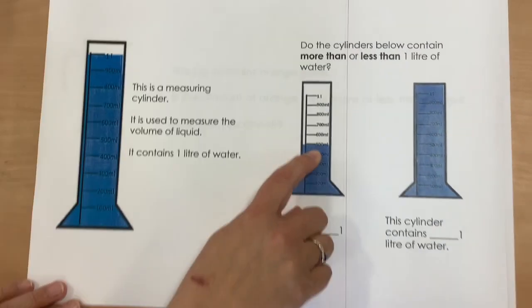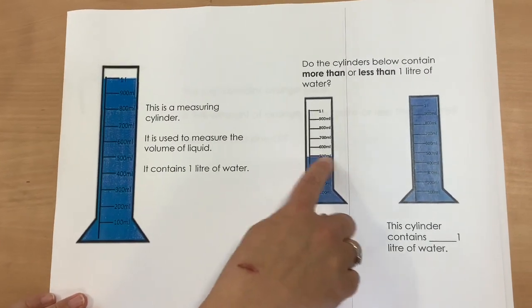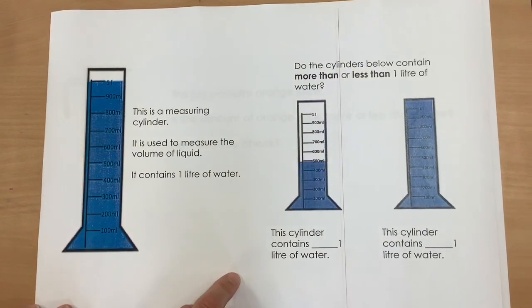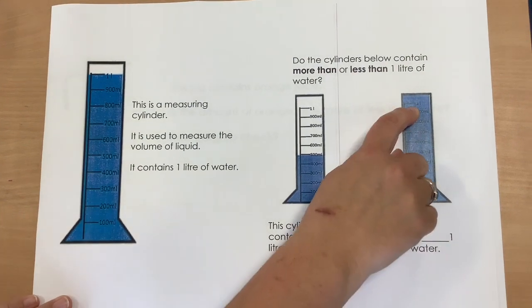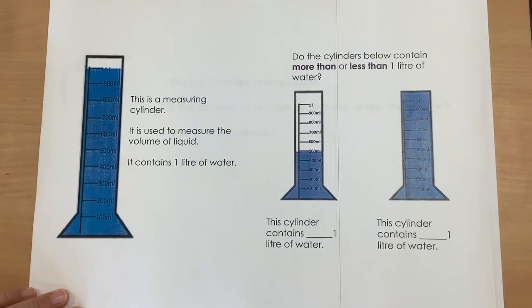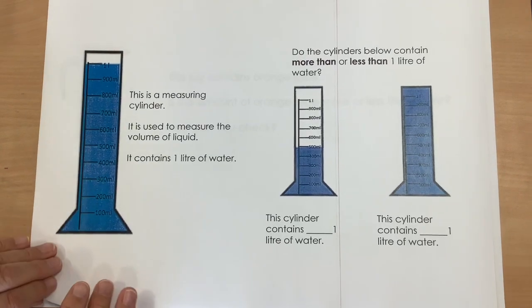So we can see the liquid goes up to about halfway up the scale, so we know that it's less than 1 litre. And in this cylinder, it goes past the 1 litre mark, so we know that it contains more than 1 litre of water.